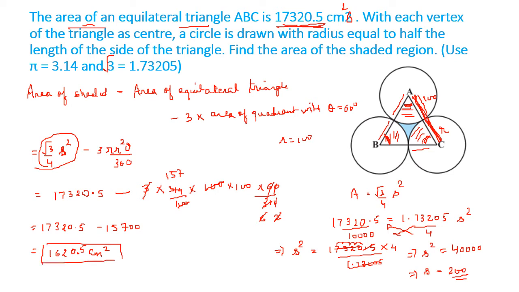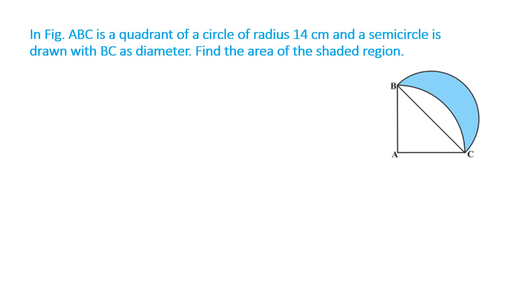So what I have done here, the area of the equilateral triangle was given. Using this formula, putting the value of root 3, I got the side first. This is the side of the equilateral triangle. Then I divide by 2 to get the radius, and then I finish the sum. Okay, now this is a very very good sum.